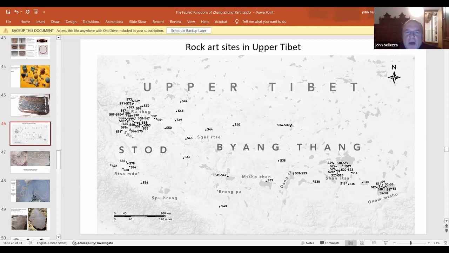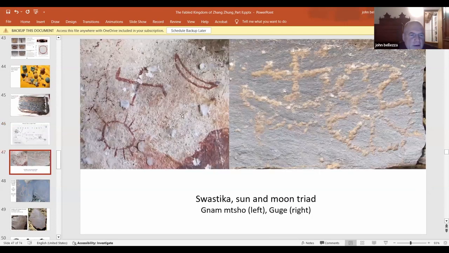So I want to look a little bit at rock art sites and other things too. These are some of the rock art sites I have documented in the last 25 years or so. And all over Upper Tibet, this vast area here, extending from Namso all the way to the borders of India, there is rock art, and much of this rock art is very closely aligned.